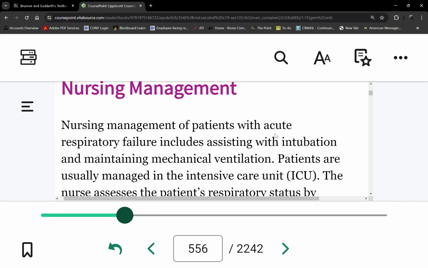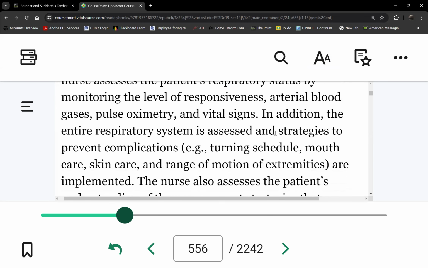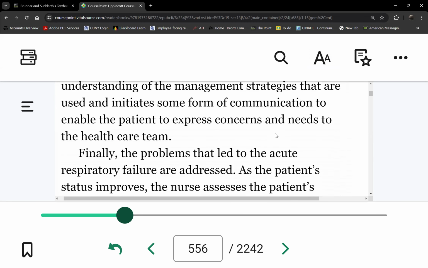So this section is on 556. This is right under acute respiratory failure. All right. As already mentioned, the treatment for respiratory failure and ARDS is oxygen therapy, correct?